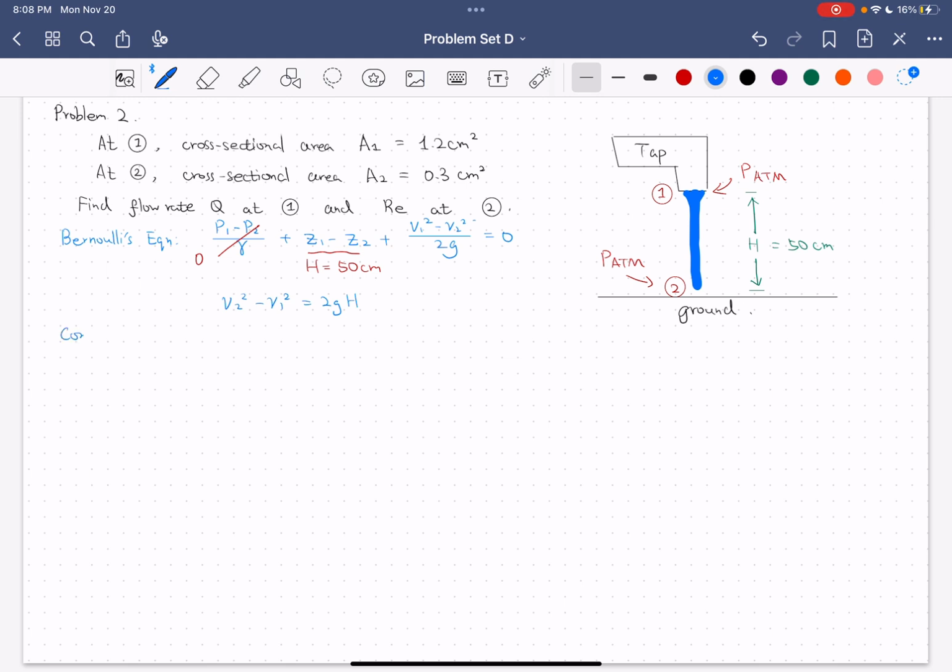And for the continuity equation, we have Q equals V1A1 equals V2A2. And we can see that the flow rate at point 2 equals the flow rate at point 1. So we can use either V1 or V2 for the calculation of flow rate. And we know that, so we rearrange this equation.